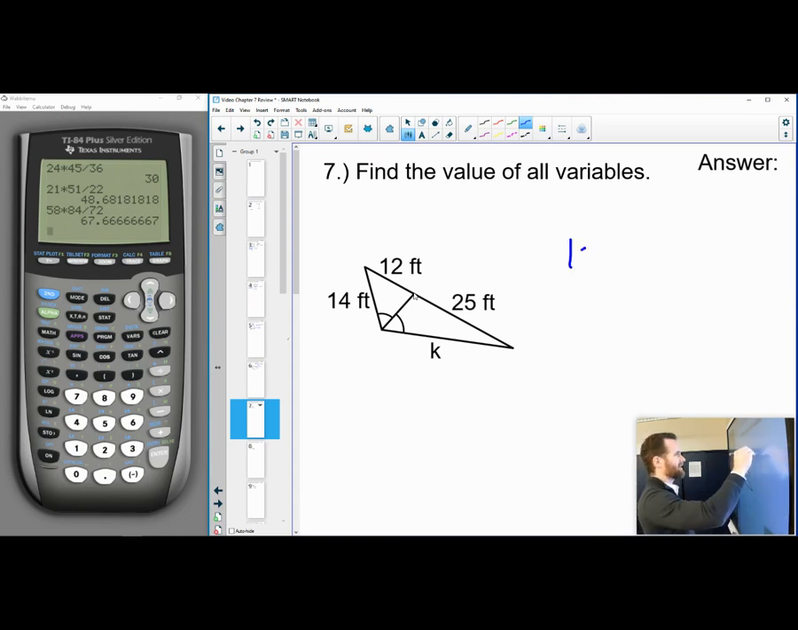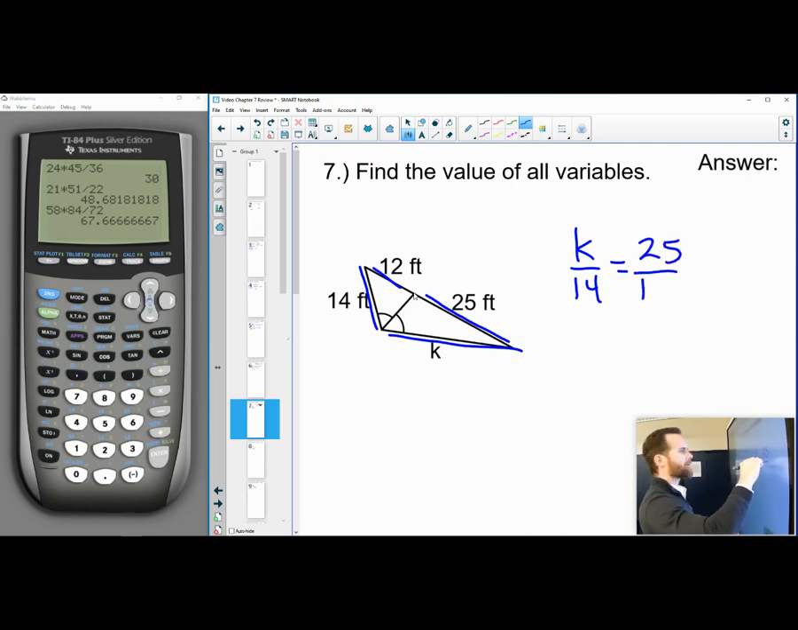I'll start with K to 25, I guess. That's one way to do it. K to 25. Oh, I think that is the same way I did it. So let me do it the other way then. So let's go K. The other thing we can compare K to is 14. So we can go K to 14 equals, and if we go K to 14, then we have to go 25 to 12. 25 over 12. Just matching that same pattern in both of our ratios.